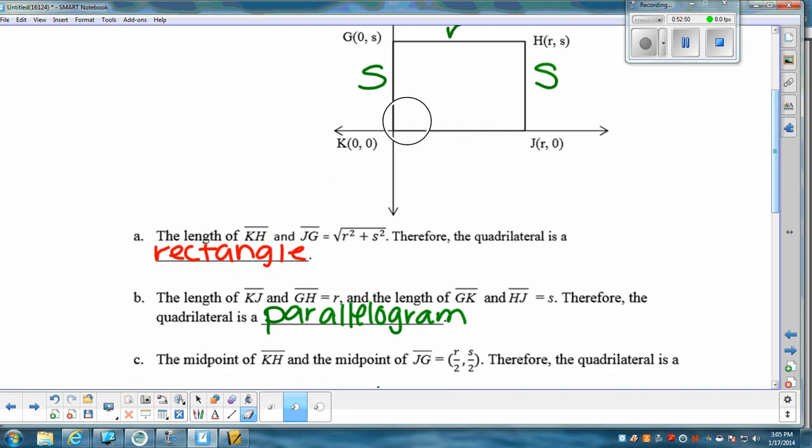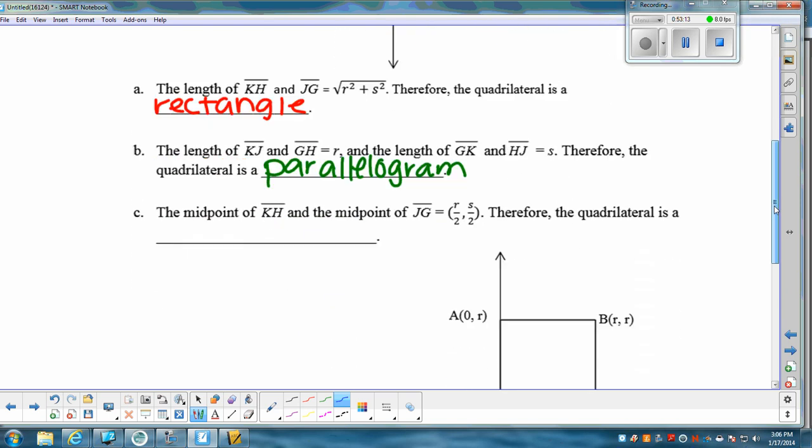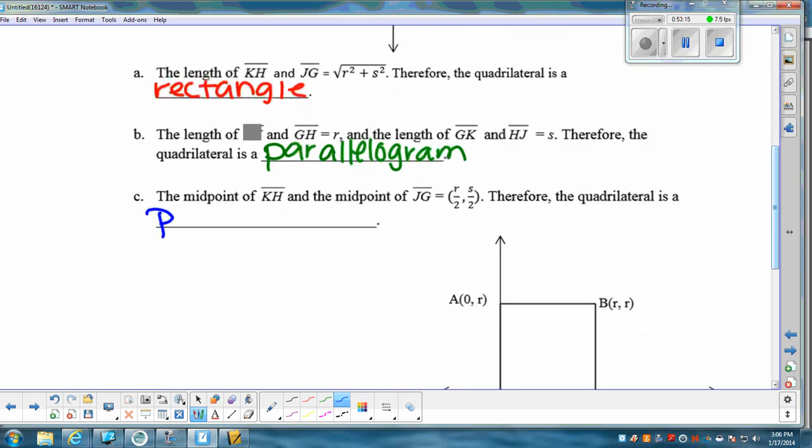Again, now I'm erasing this information. I look at part C. We know that KH and JG both have the same midpoint. This point right here is r divided by 2, s divided by 2. Since our diagonals have the same midpoint, that means our diagonals bisect each other, which makes our quadrilateral a parallelogram again. That's all we know.